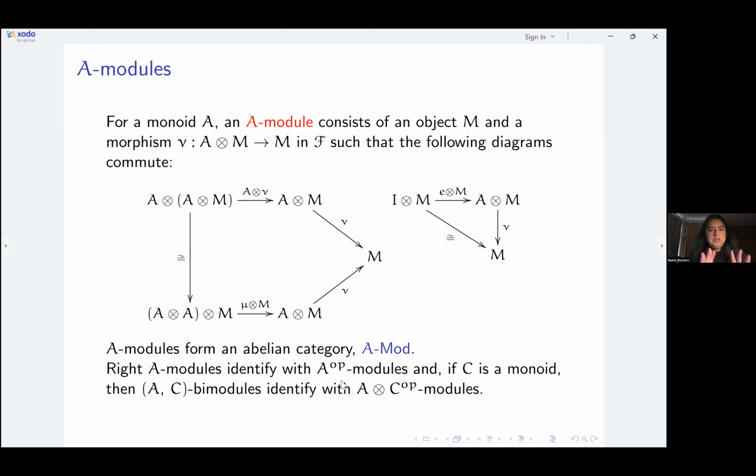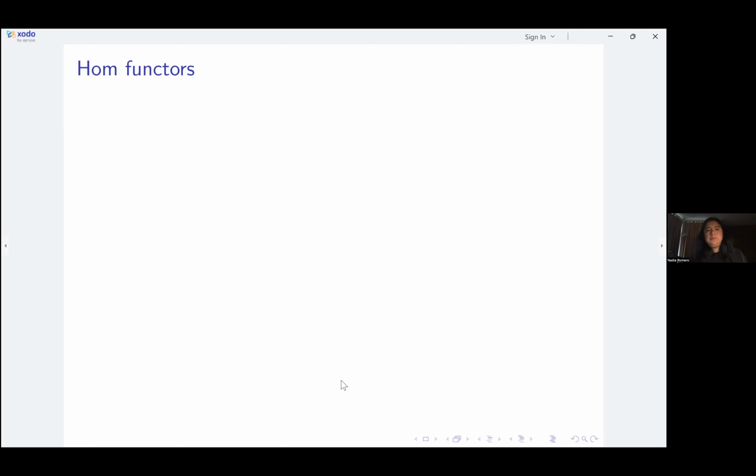So let's leave these modules here for a moment, and let's talk about these functors. To define these functors, I'm going to go by levels, so we can get to the definition of an internal hom. So the first level is here.